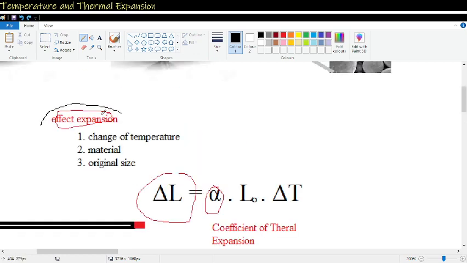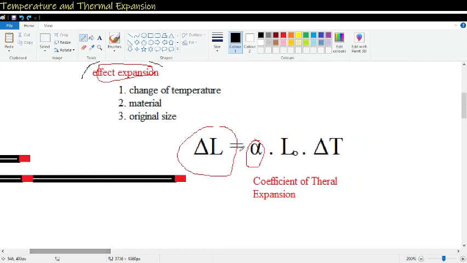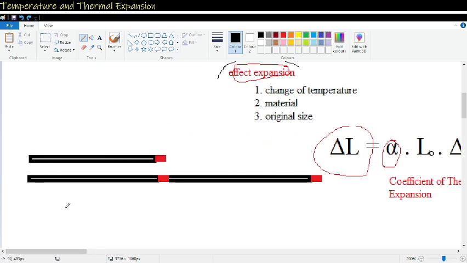I want you to not just remember the formula but also understand why this formula becomes like this, because it makes the most sense, right? The change of length, or the expansion, will be affected by the material, the original size, and how much you heat the object, the change in temperature. For the calculation I will not explain much because you only need to put this into the formula: the CTE times the original length times the change of temperature, and you will get the change in length.